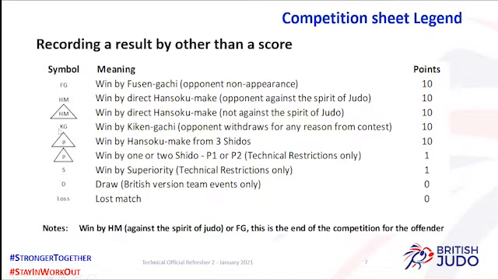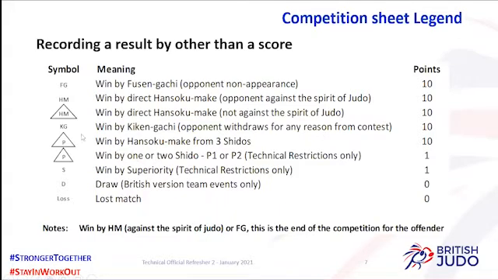Kikengachi, so this is just the KG, win by Kikengachi, opponent withdraws for any reason. This is a different description to what we've had many times in the past. Quite a few documents say withdraws due to injury. Now, of course, injury will be the very most likely cause, and probably 90%, maybe even more, of the reason why somebody withdraws from the match. But somebody could withdraw from the match for any particular reason, and it's Kikengachi. So it's withdraws for any reason from the contest.